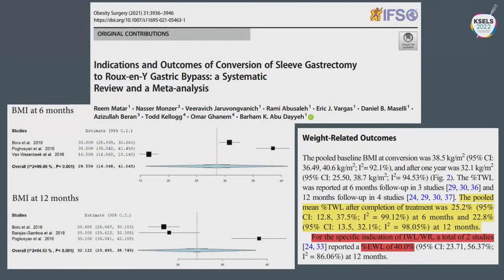So I reviewed some articles recently. This is maybe the newest one on these topics, a meta-analysis of more than 500 patients. You can see that only two articles show sleeve to Roux-en-Y bypass due to insufficient weight loss or weight recidivism. The final outcome, the percent of excess weight loss, was less than 40%. So maybe it's similar to our result.